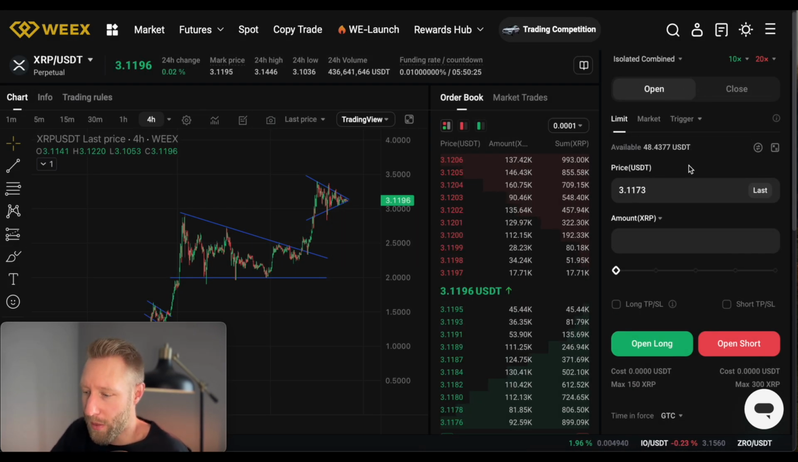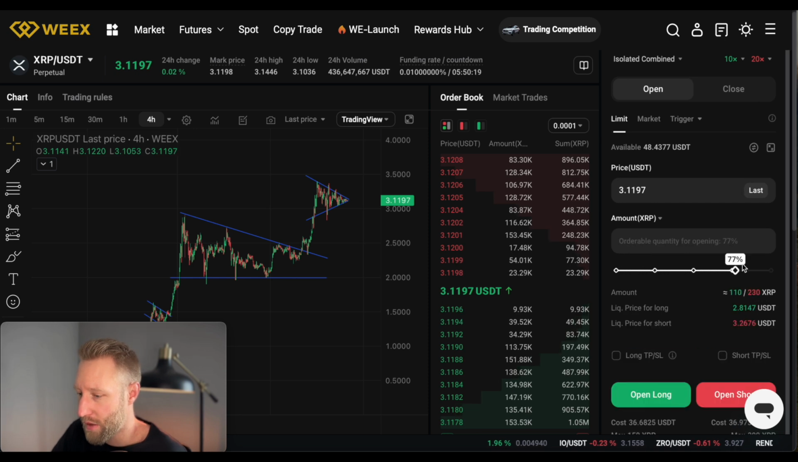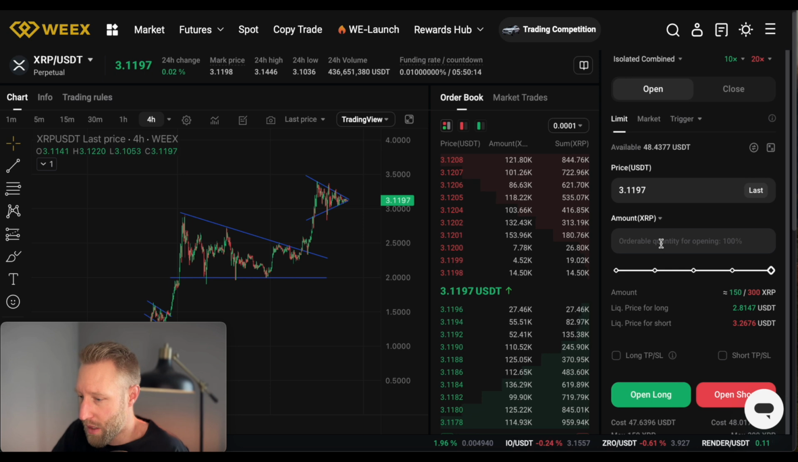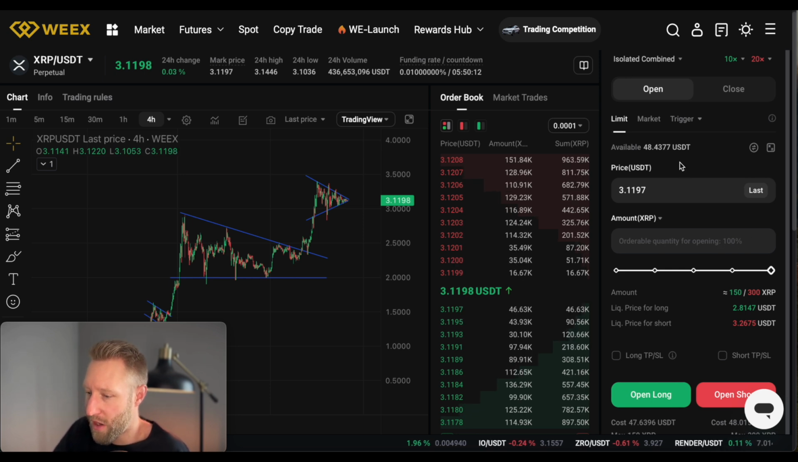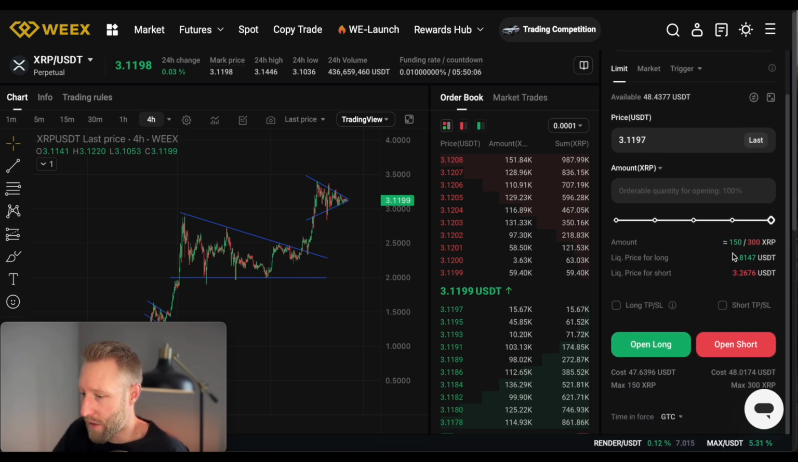And so we can go ahead and open up at the current price here by selecting last. We can see we have $48 in the account right now. And so if we go ahead and slide this over, say we want to open the position with all the funds I have, $48 in the account, that will open up 100% of the cash I have in the account right now. We can see at a price of $3.11, that's essentially 150 XRP.